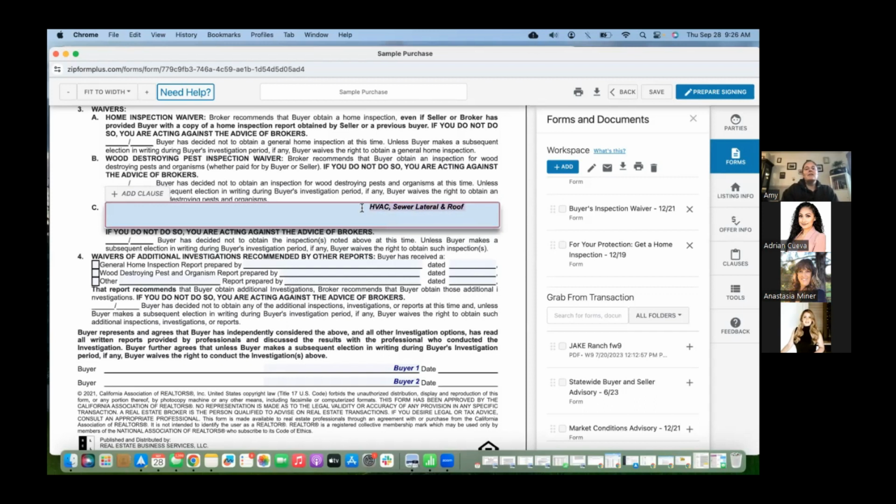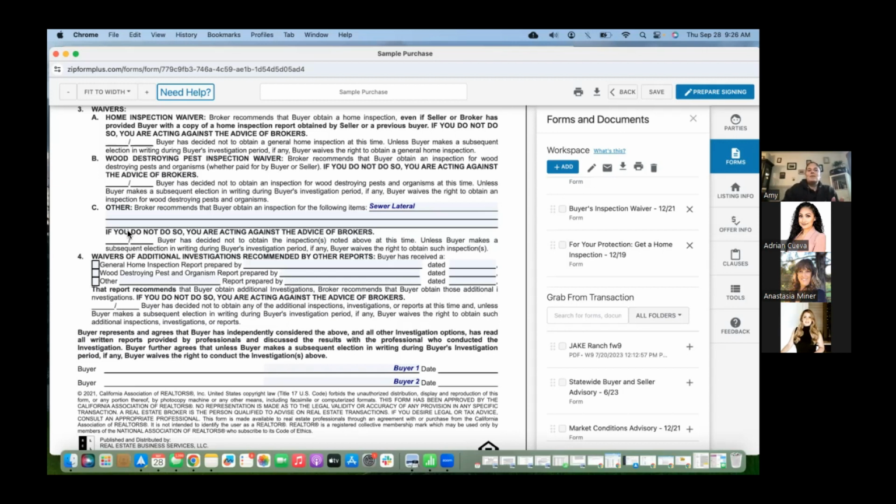Not that big a deal. If they decided to have a roof and an HVAC, but not the sewer lateral, we could just leave the sewer lateral there because we have the roof and the HVAC inspection, and we have the email showing that we recommended it, and then they actually have the inspection reports there. So just the ones that they don't do is really what you should put there. And then they would initial this line. Okay, so we only initial A, B, and C if they choose not to have any of those inspections.